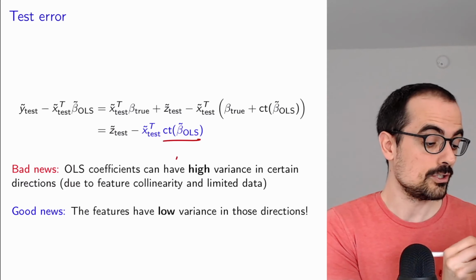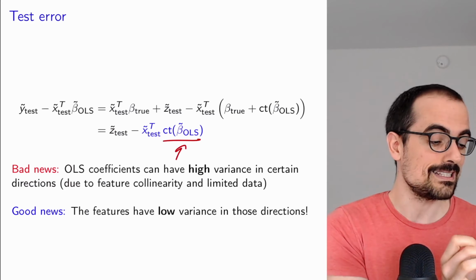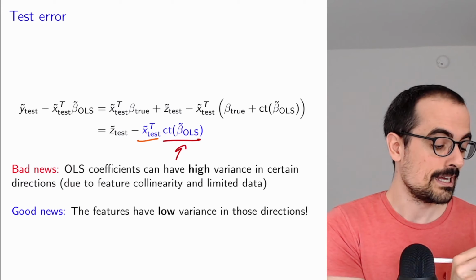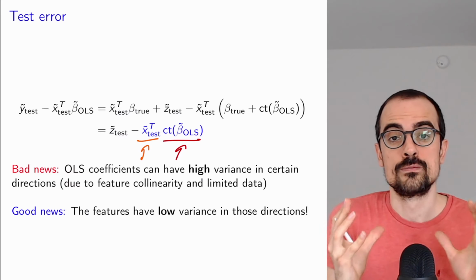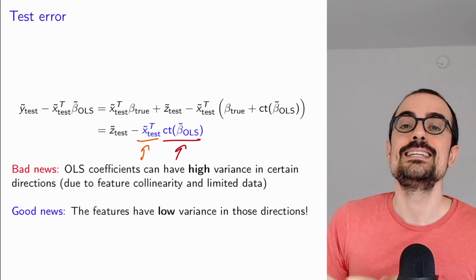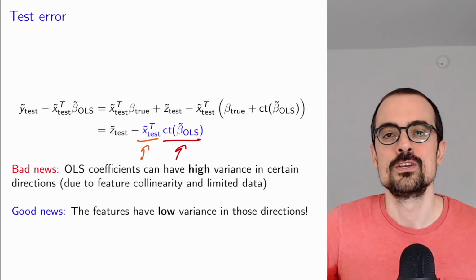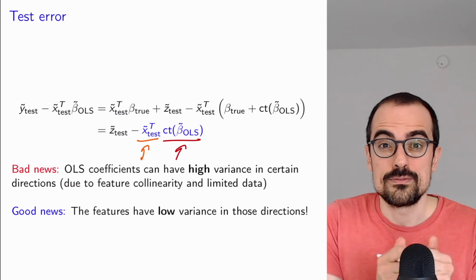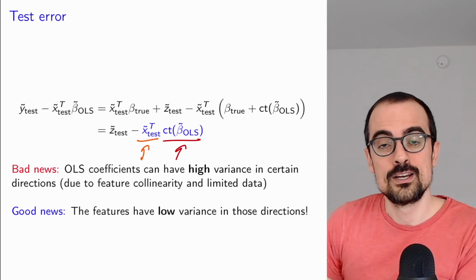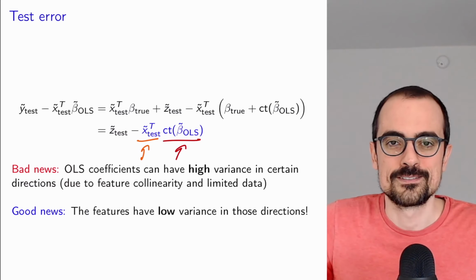So this guy is going to have high variance precisely in the direction where this guy has low variance, as long as the covariance structure of the features in the test data is the same as the covariance structure of the features in the training data. So the coefficient error does not necessarily propagate to test error.